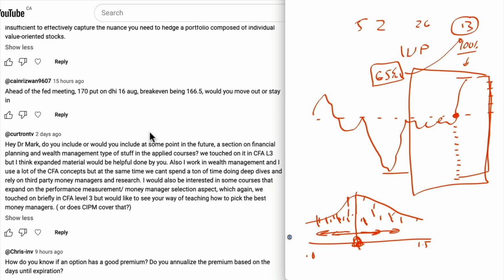Ahead of the Fed meeting, 170 put on DHI, 16 of August, break even 166.50. Would you move out or stay in? The Fed is either going to cut or make a very clear signal that they're going to cut. I don't see the interest rate sensitive sector selling off on this. I think if we don't get a cut today, we're going to get a clear indication that the cut is going to start in September.